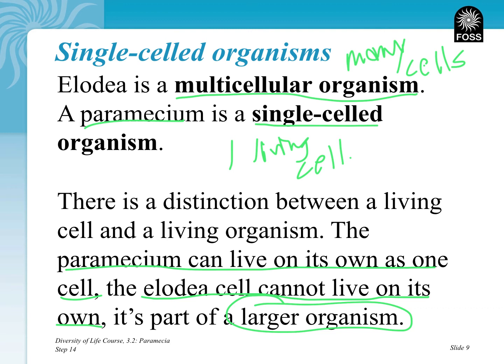All cells are living, but some of them are part of a bigger organism, a larger organism like a plant or some animals, whereas Paramecium are single-celled organisms like a protist and some other ones that we'll look at as well later. So that's a big distinction between multicellular organisms and single-celled organisms.